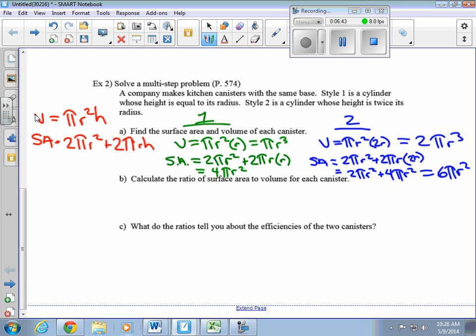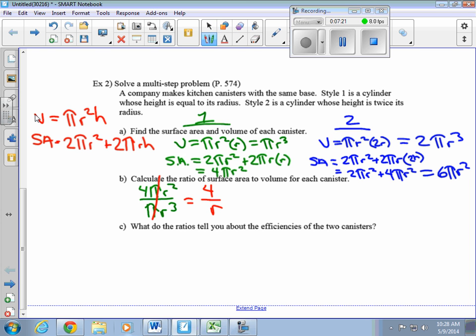Step B says calculate the ratio of the surface area to the volume of each canister. So if we look at the surface area to the volume, that means our surface area is going to go on the top. So we have 4 pi r squared over pi r cubed. And we notice here that our pi's are going to cancel out. We have r squared in the numerator and r cubed in the denominator. So this is going to be reduced to 4 over the radius. So that is the ratio of that one.